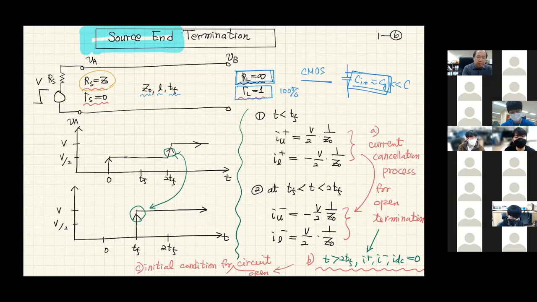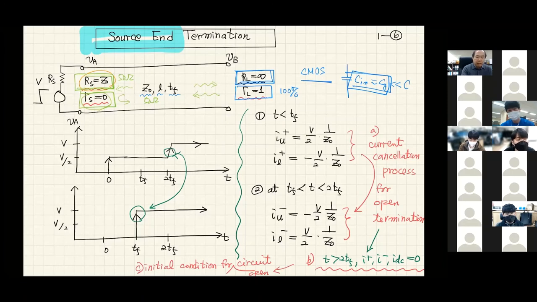However, in this special case, the source impedance is 50 ohm and the transmission line is 50 ohm. Then the source reflection coefficient becomes 0. That means if we are sending an incident wave, 100% of the incident wave will be reflected. However, if we are sending a reflected wave, the reflection coefficient is 0.